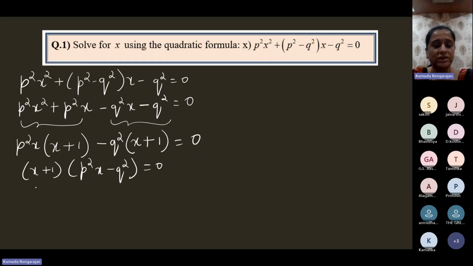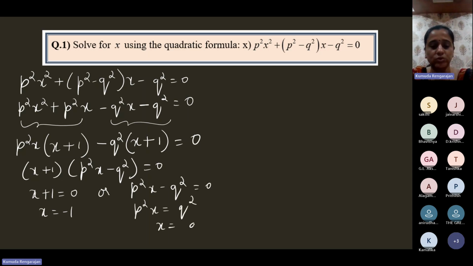So equate each of the factors to 0. So x plus 1 is equal to 0, x is equal to minus 1. Or p square x minus q square is equal to 0, p square x is equal to q square, x is equal to q square by p square.